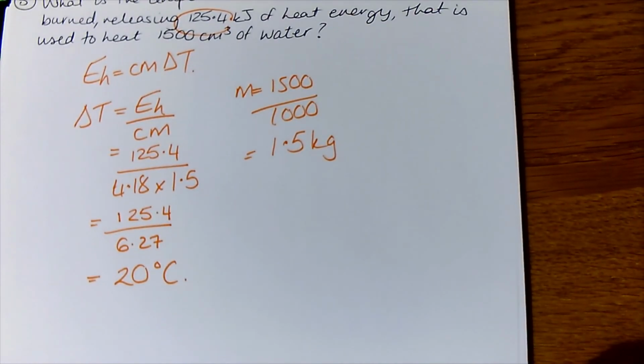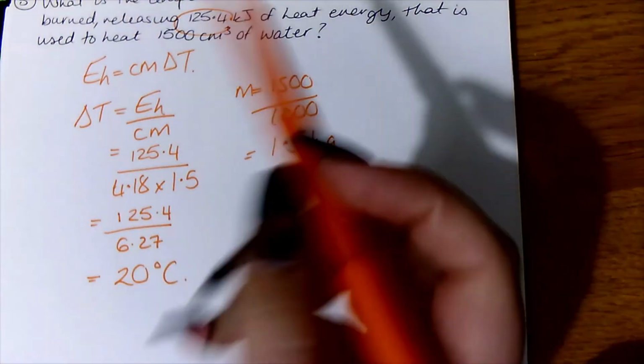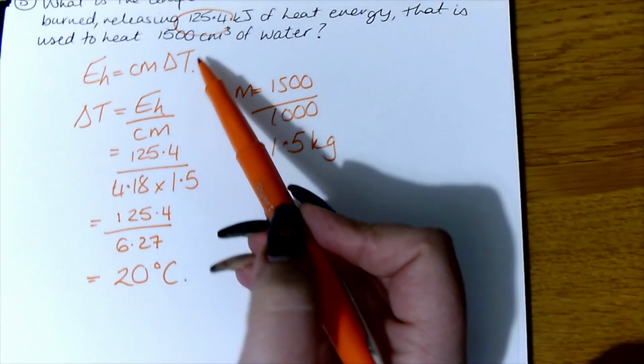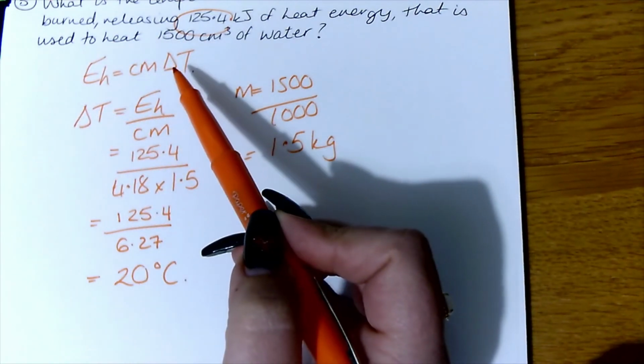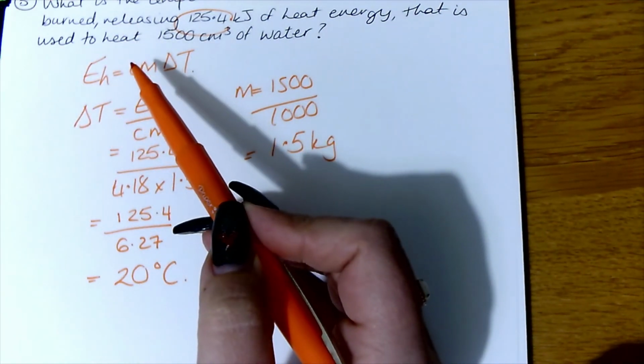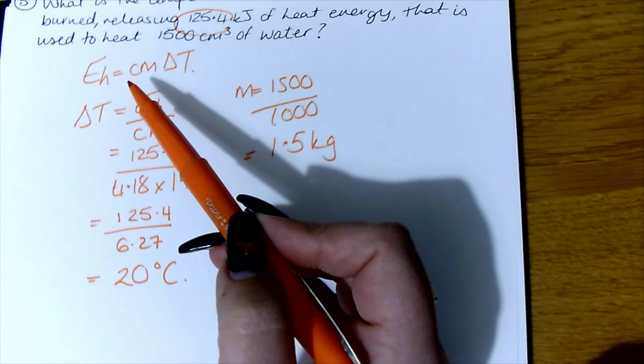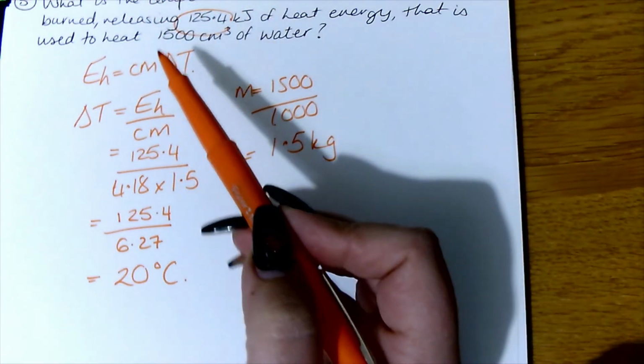You must be able to manipulate these formulas. In your data booklet you are given this formula as is, however you need to know how to change it to work out the specific heat capacity, the mass, or the temperature change if required.